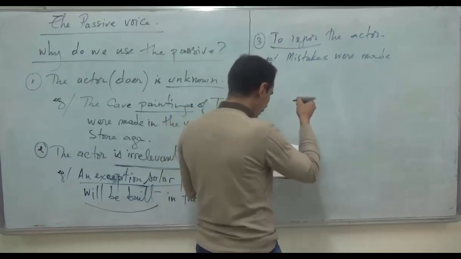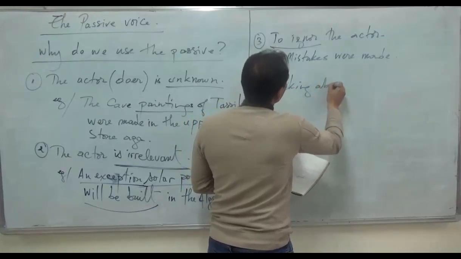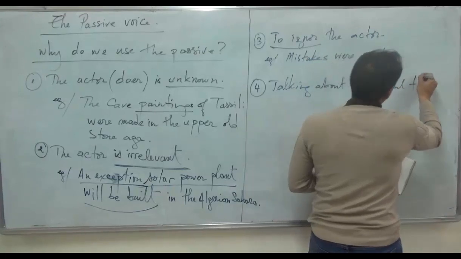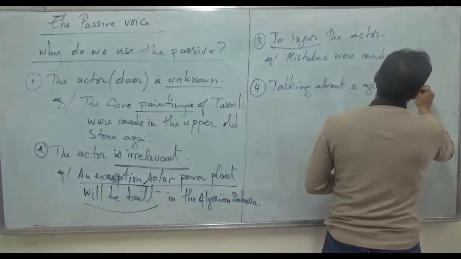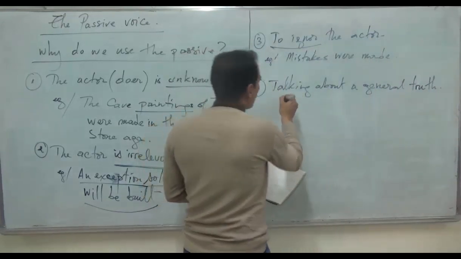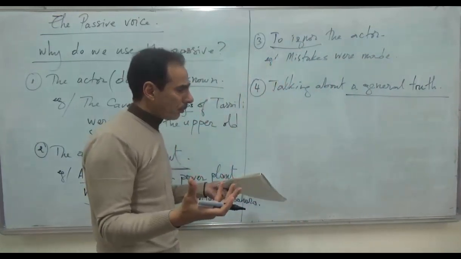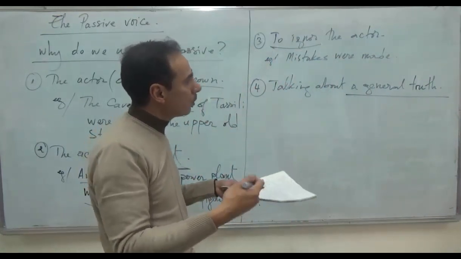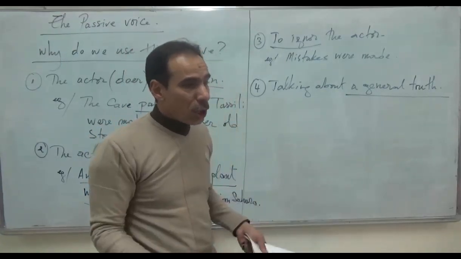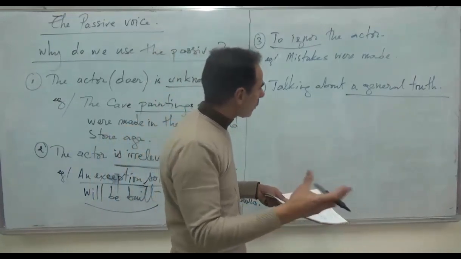Number 4. Talking about a general truth. When we have a general truth, generally we don't want, for example, to emphasize more on the doer. It is a fact. It is something we cannot change. So what is important is the information. Who did it is not important.